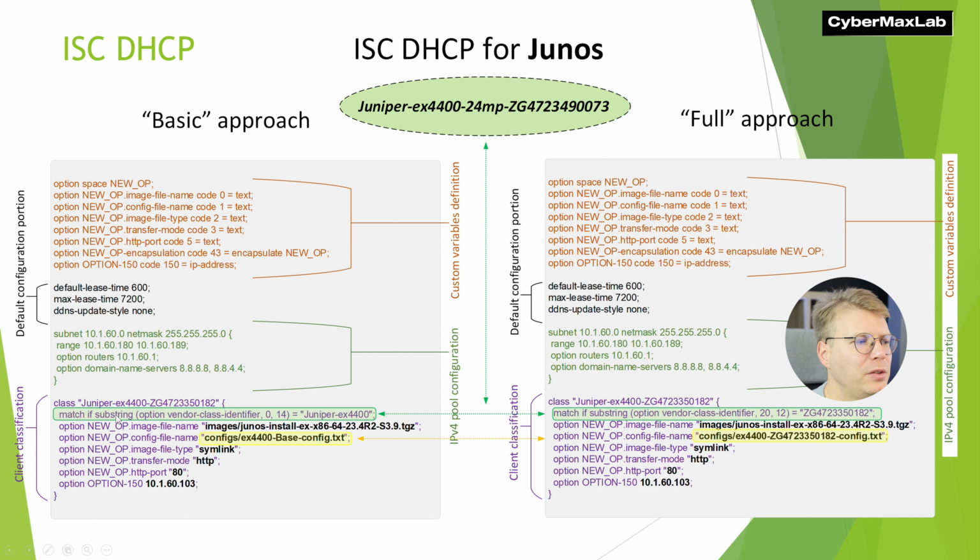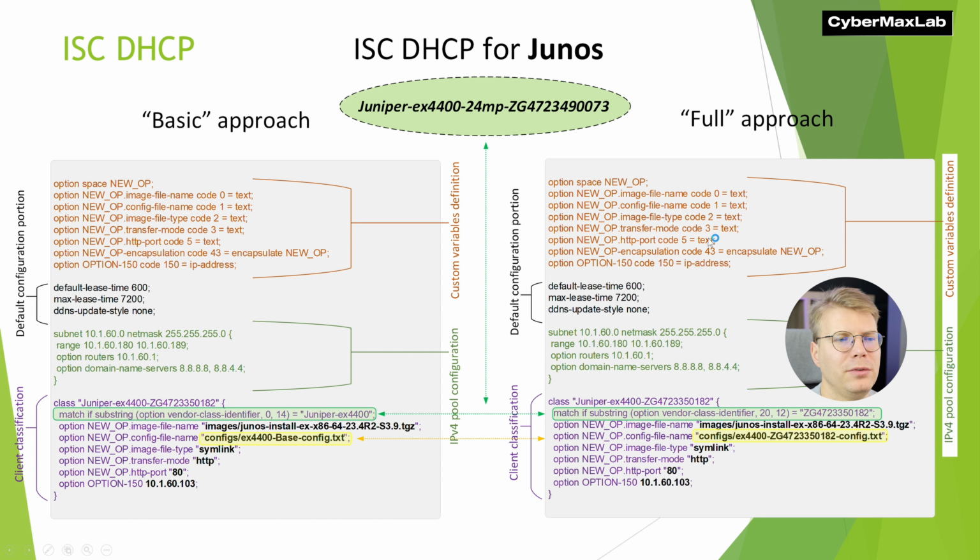In this case, I'm doing substring option vendor class identifier 0, 14. So what does it mean? It means take a portion of a string starting with character 0 and the next 14 characters, and match them to Juniper-EX4400. So if it is Juniper EX4400, regardless of the serial number, we are providing this information to it. And you can see we provide the image and the base configuration file, like a shared configuration file portion. Also, we provide a symlink, as I mentioned, because the path is in a hierarchical structure. It's not a complete file name. And then we have transfer mode, etc.